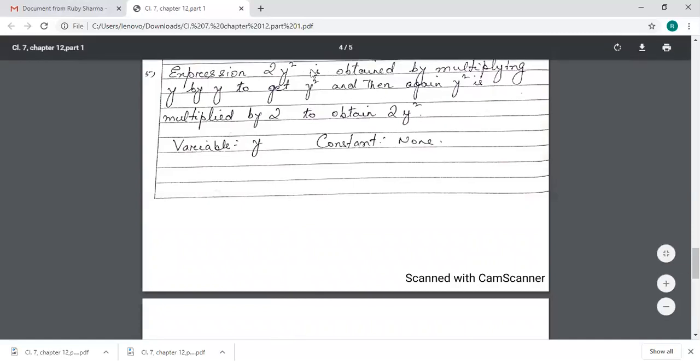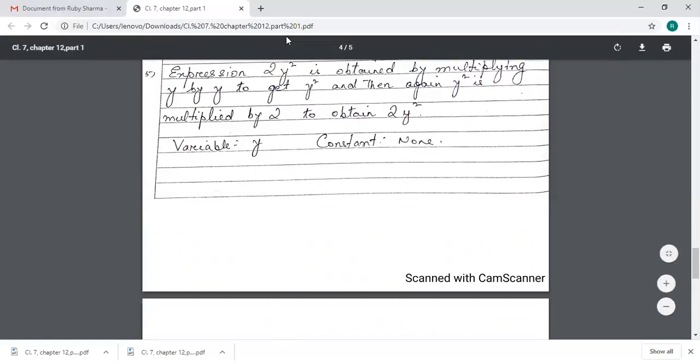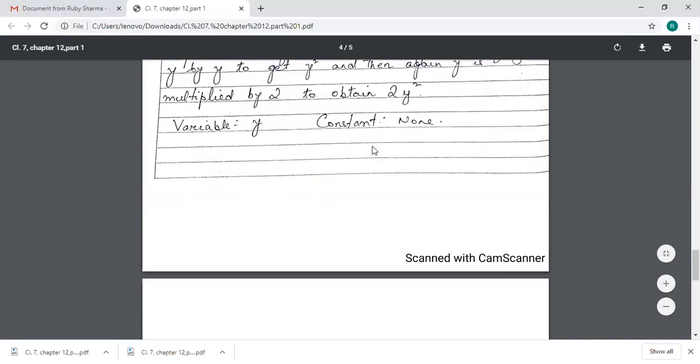So you must understand how each expression is formed and what are the fundamental basic operations involved in forming the expression. And here we get the variable y and we have no constant here. By now I hope you understood why we don't have a constant here, isn't it? Because this 2y squared, this value will be dependent entirely on the value of y. So we have variable y, constant, none.